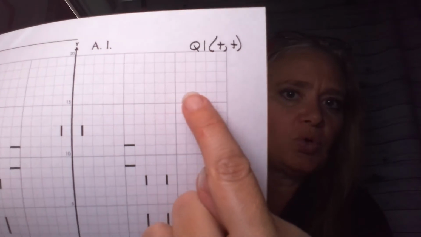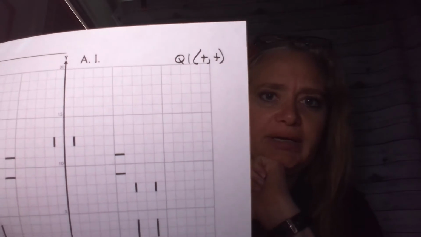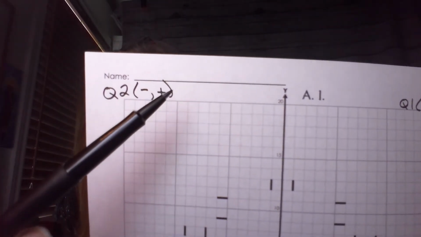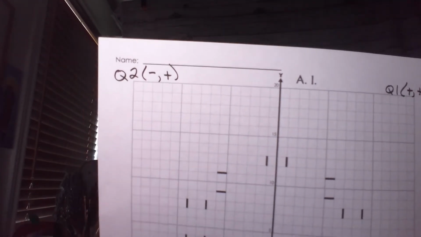So if you need to make yourself a note, and I like to make myself a note, quadrant 1, which is your top right, will have all your coordinates. So quadrant 1, and all of these coordinates are a positive x and a positive y. Quadrant 2 goes counterclockwise, and these are going to have a negative x and a positive y. So on these, I'm going to go backwards to the negatives, and then up into the positives.